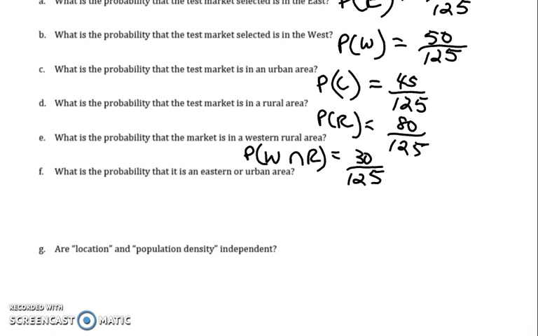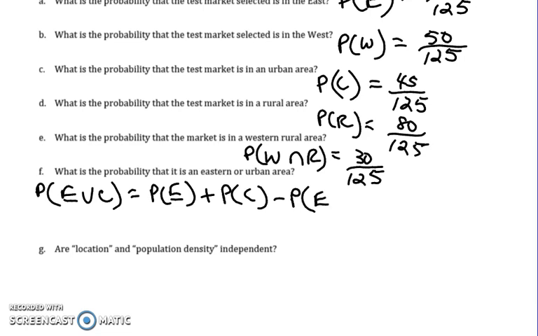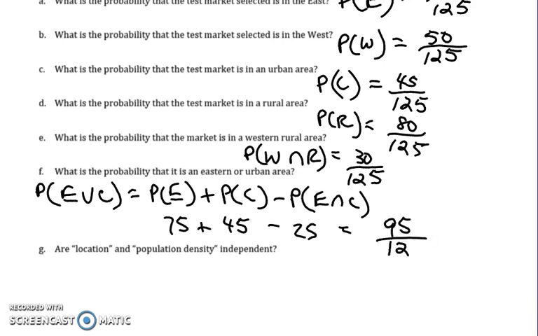So now, the probability for eastern or urban, we can use our addition rule. So the probability of eastern plus the probability of urban minus the probability of eastern and urban. So if you add up those numbers for the east, 75 plus 45, minus eastern and urban, so minus 25, that's going to give us 95, and still out of 125.